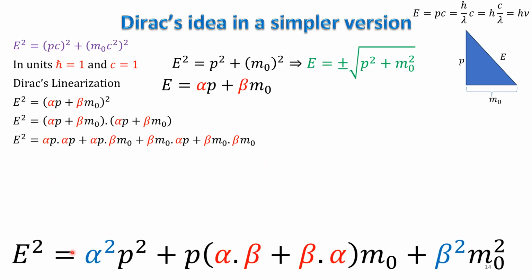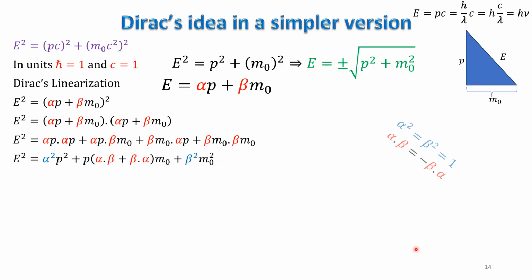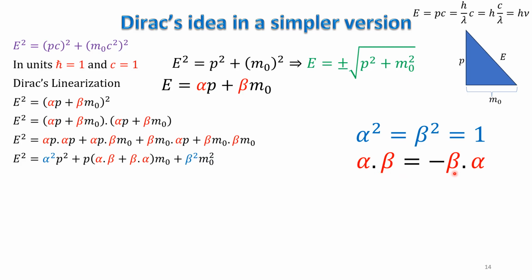Now here you can observe that alpha p into alpha p we can write as alpha square p square. And you can take p common and write p times alpha into beta plus beta into alpha, and the common m0 on the right hand side in multiplication. Then beta square m0 square. So here if alpha and beta are commuting, then this middle term will be 0. And if you enforce alpha square equal to beta square equal to 1, this will lead to E square equal to P square plus M0 square. So this is called linearization proposed by Dirac.